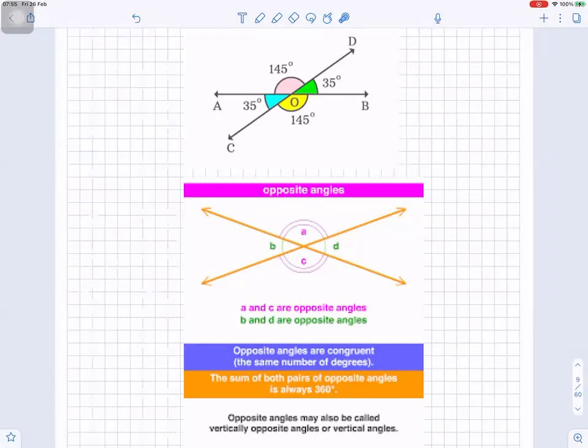And the sum of both pairs of opposite angles is always 360 degrees. So if you add all four of them, you get 360. A plus B plus C plus D gives you 360 degrees. And sometimes people call them vertically opposite angles. So A plus B plus C plus D is equal to 360 degrees because you go around in a circle, angles around a point.